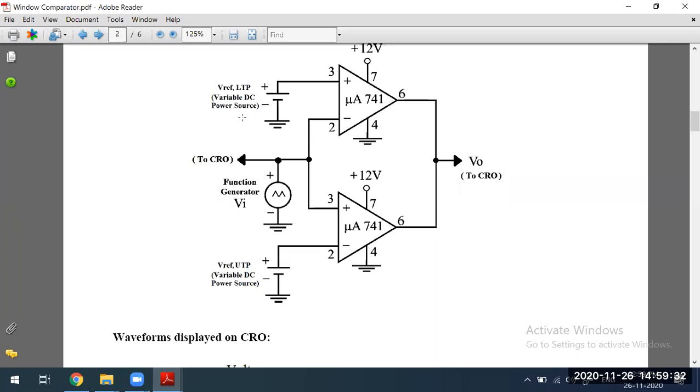In the function generator, you are going to set the values. What is the frequency? What is the input voltage? All those things. There will not be a text box or anywhere you are going to enter 2, 3, 4.